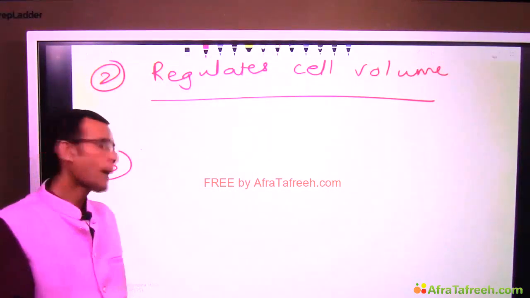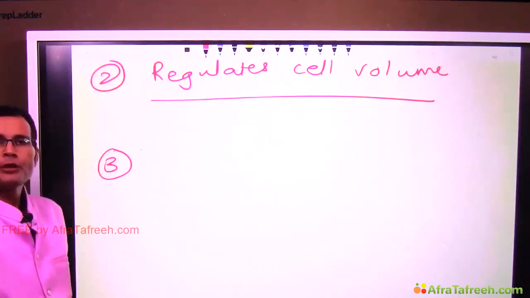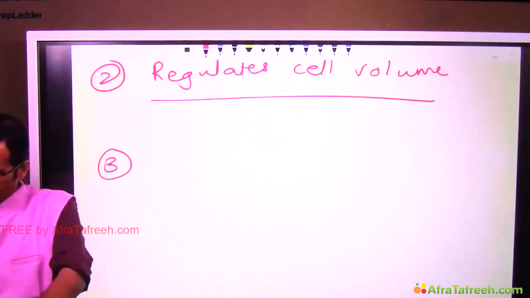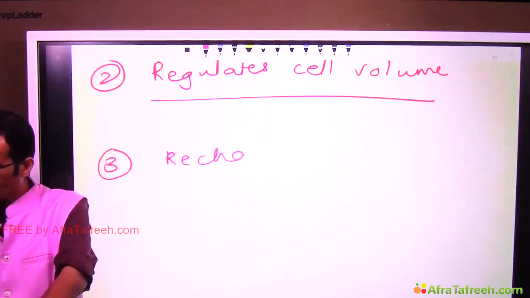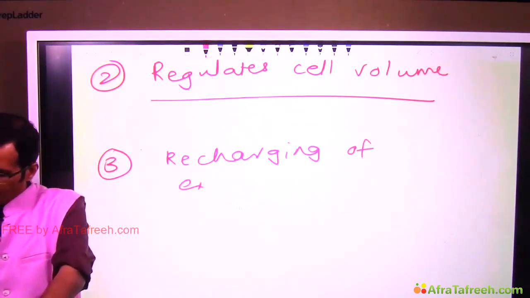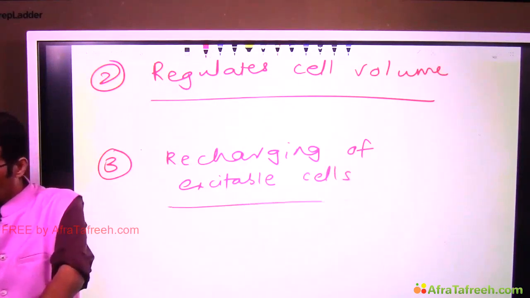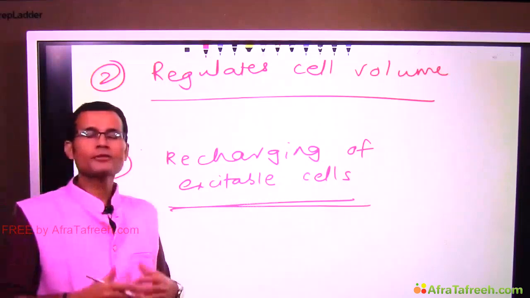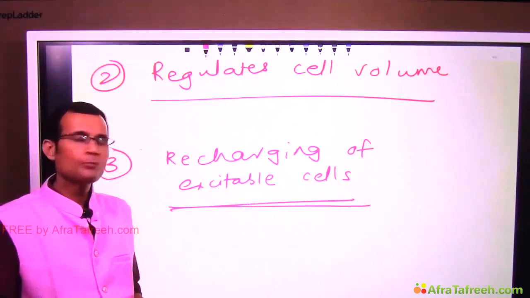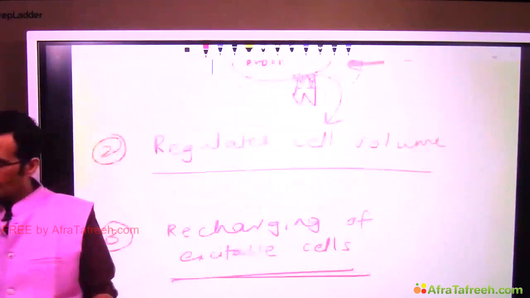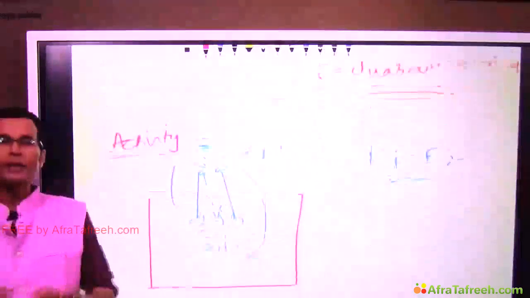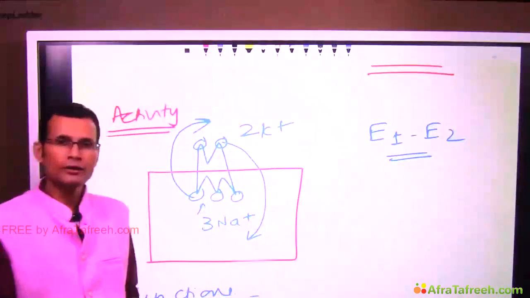Third function is that the sodium potassium pump is involved in the process of recharging of the excitable cells. Slowly you must have started understanding why the sodium potassium pump is continuously active everywhere in the body. What is the need for that?